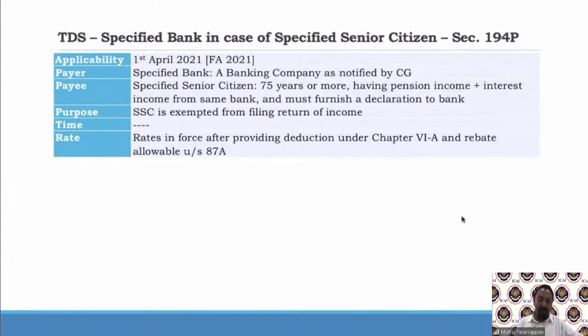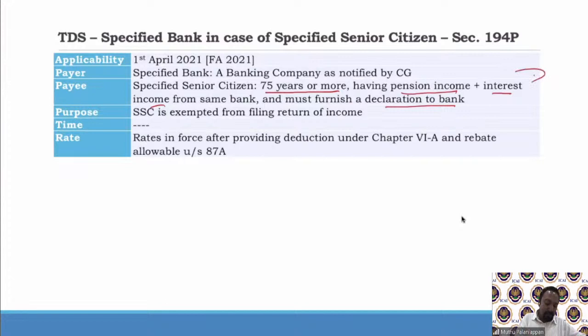So with that, probably we have covered all the TDS sections. The last one is 194P. 194P is applicable from 1st April 2021. So if a person is 75 years or more, and is only having pension income and interest income from the same bank, so if I'm receiving pension income from State Bank of India, my interest income also should be from State Bank of India, and I must furnish a declaration to the bank saying I am more than 75 years old and my only income is pension and interest income in your bank. So I need to declare it.